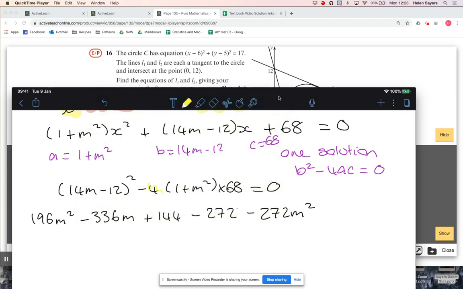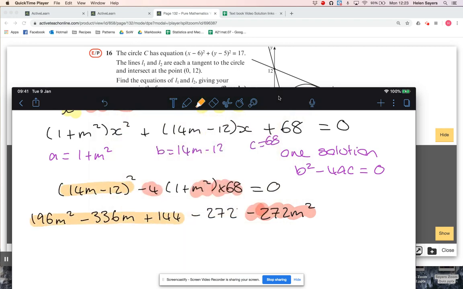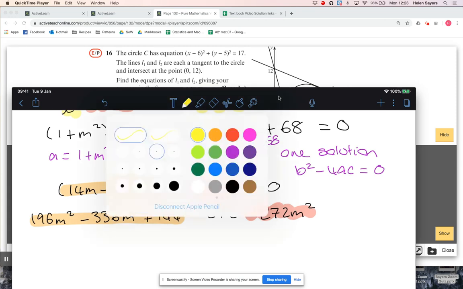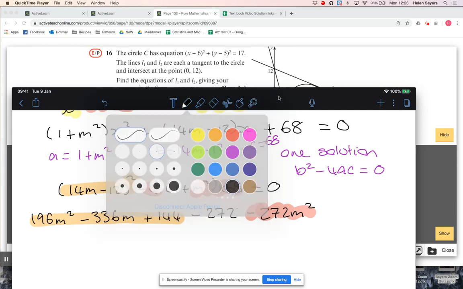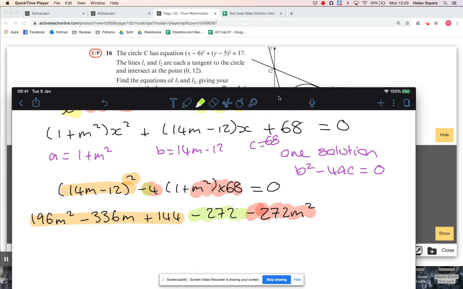Oh, we need to get the highlighter and the pen. Right, so that's just what I got when I multiplied that out. This whole bit here is squaring out those brackets. So if you needed to write that down as separate working, then absolutely. And then for completeness, let's clarify where that comes from. That is the minus 4 times the 1 times the 68. Get rid of all that mess.